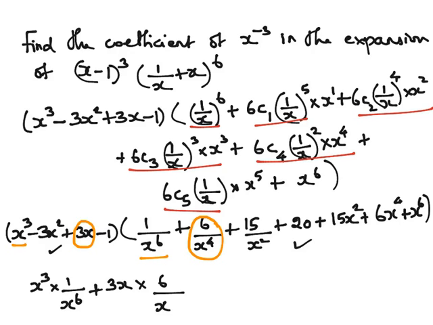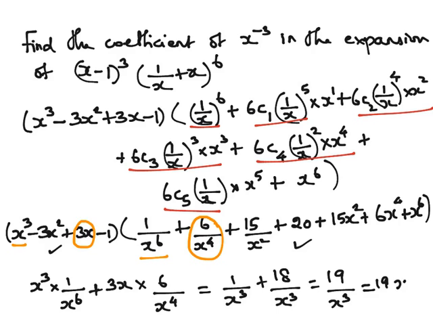Okay, any other case? No, I don't think so. So I'll get 1 by x cube plus 18 by x cube, which is nothing but 19 by x cube, which is nothing but 19 times x power minus 3. So the answer is 19, isn't it? So this is the coefficient of x power minus 3 in the expansion of x minus 1 the whole cube multiplied with 1 by x plus x whole raised to 6. Okay, so we got the answer.